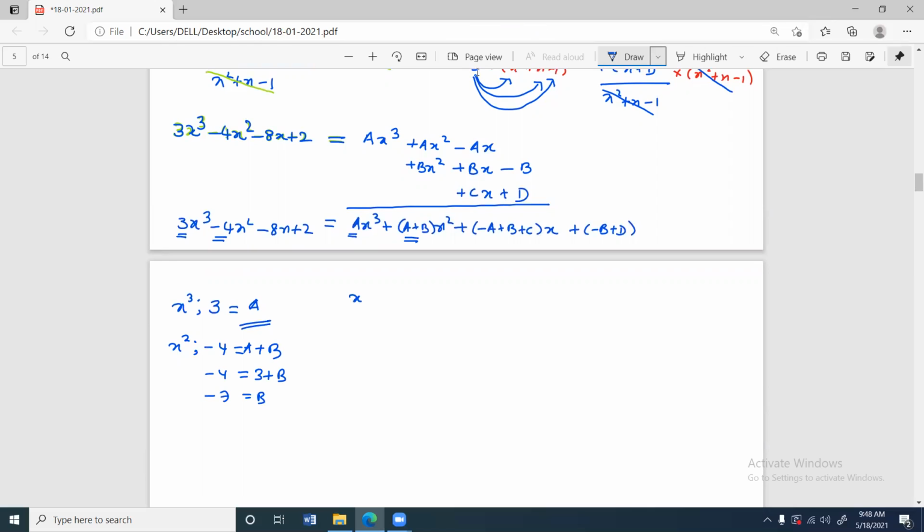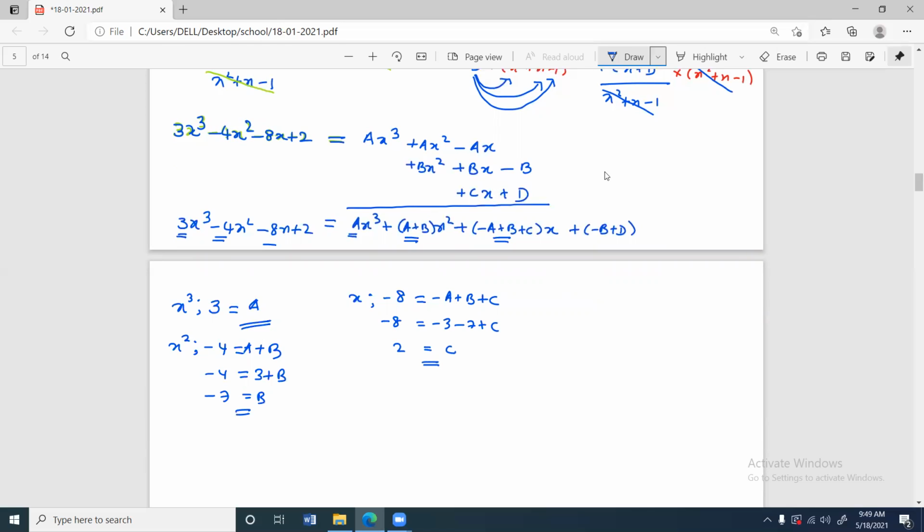Then we get the coefficient of x. Here it's -8, and here it's -a + b + c. So -8 equals, now you know the value for a, -3, b is -7, plus c. So c equals, here this is -10, brought to the other side it's +10, so it's 2. This is the answer for c.